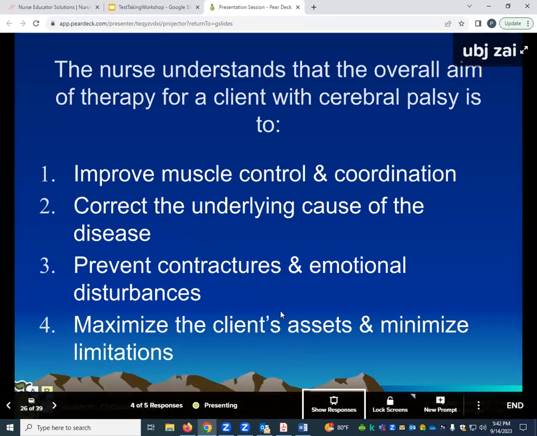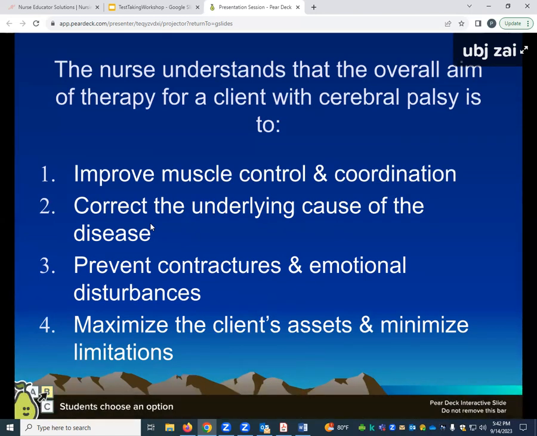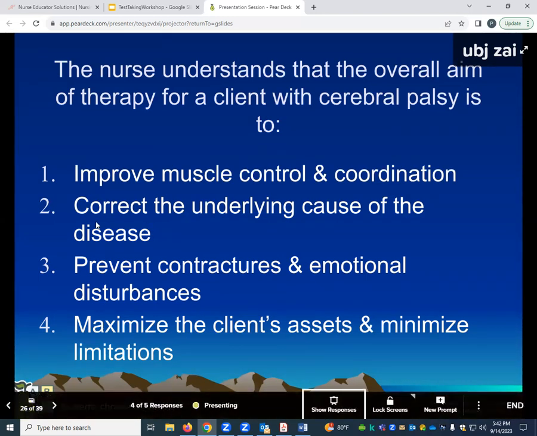So you can look at this and say, okay, yeah, improve muscle control and coordination. That would be an aim of therapy for the client with CP. Number 2 is incorrect. We can't correct the underlying cause of the disease. It is something that happens during the birth process. So 2, we would eliminate right off the bat. Prevent contractures and emotional disturbances. Yeah, that would fit too.